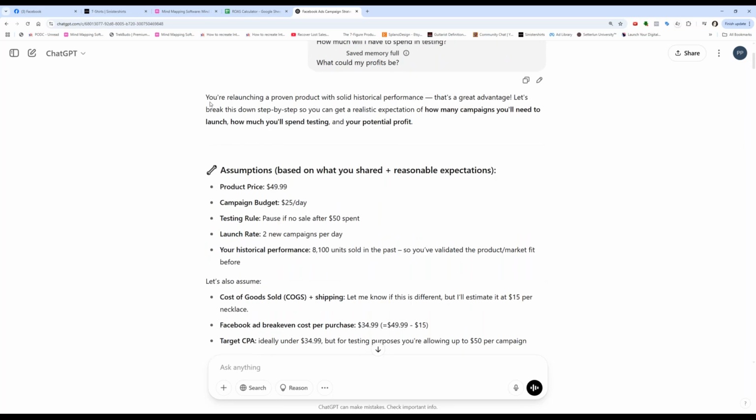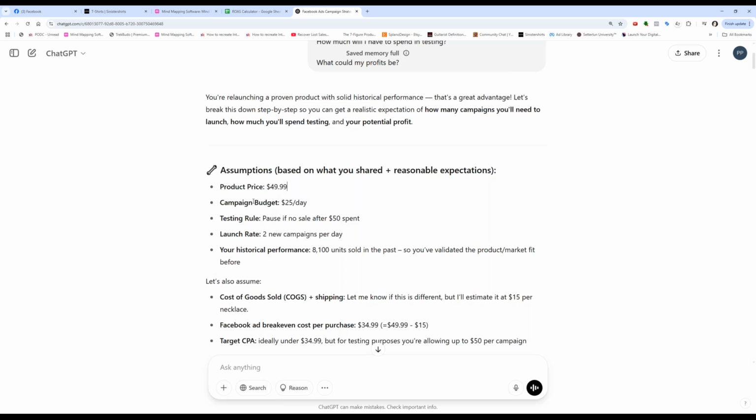in a second? So ChatGPT said, you know what, you're relaunching a proven product with historical performance. That's a great advantage. Let's break this down step by step so you can get a realistic expectation of how many campaigns you'll need to launch, how much you'll spend testing, and your potential profit. And then they go into this: assumptions based on what you shared, plus reasonable expectations. Like, are you kidding me? AI knows what that is.